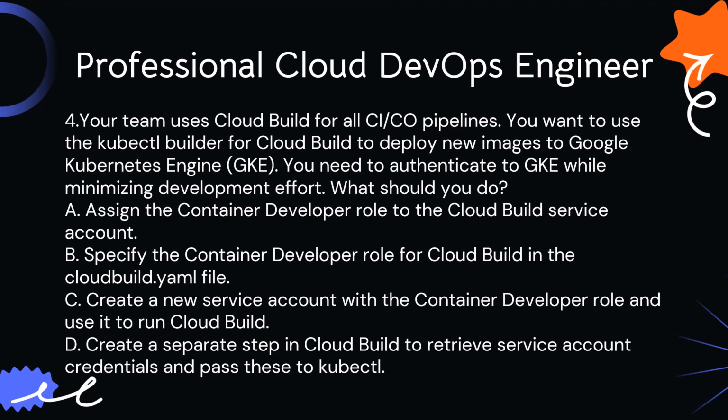A. Assign the container developer role to the Cloud Build service account. B. Specify the container developer role for Cloud Build in the Cloud Build YAML file. C. Create a new service account with the container developer role and use it to run Cloud Build. D. Create a separate step in Cloud Build to retrieve service account credentials and pass these to kubectl.